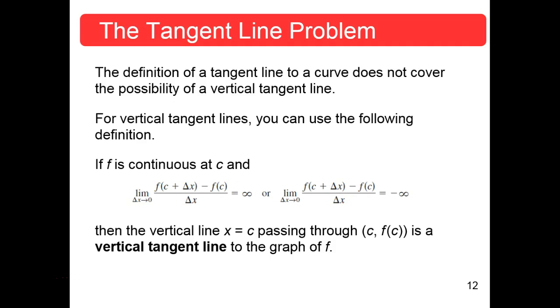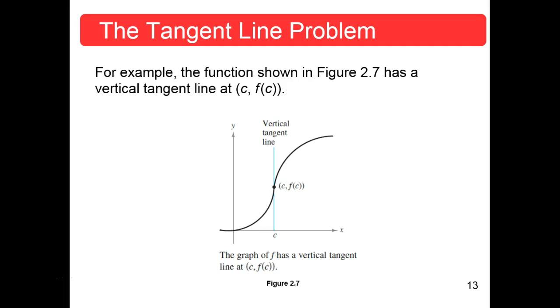Then the vertical line x equals c passing through c, f of c, is a vertical tangent line to the graph of f, which means the slope doesn't exist. So here is one such as that. See this going up this way, and then going like this. The tangent line here, crossing only at that point there, actually crosses the curve there, but is vertical.